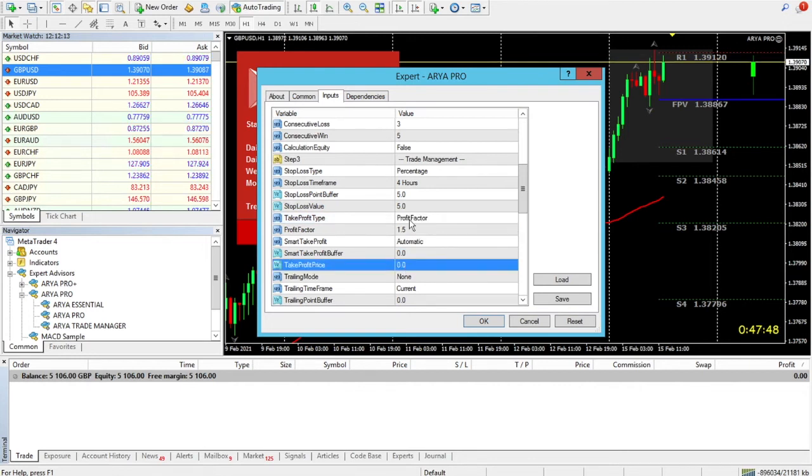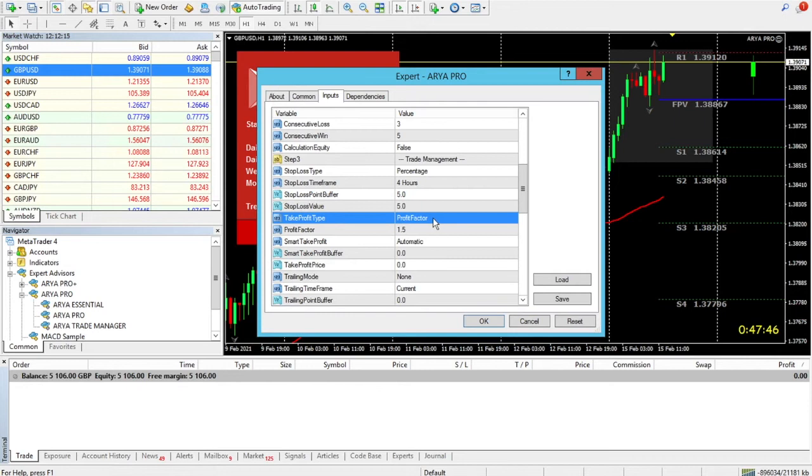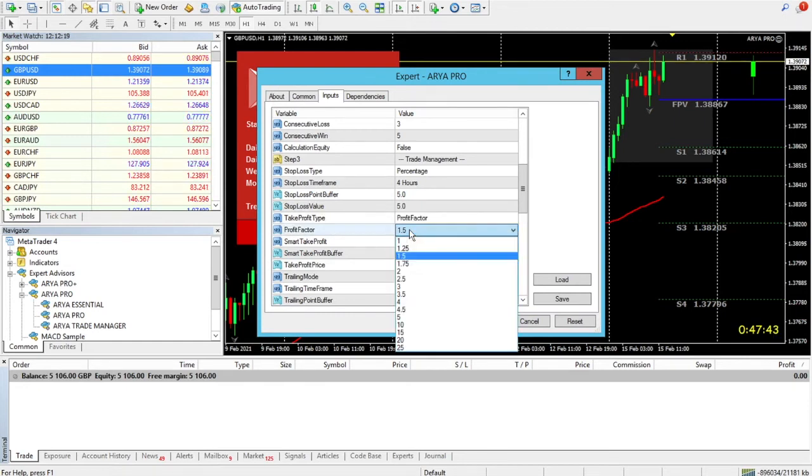that price. If you've selected profit factor in the take profit type, you can define the profit factor in this parameter. Choose between 1 and 25. The profit factor is the amount of gains in relation to the risk of each trade. ARYA will calculate the take profit or the exit point to ensure that your overall gains versus your overall losses meet your defined profit factor.